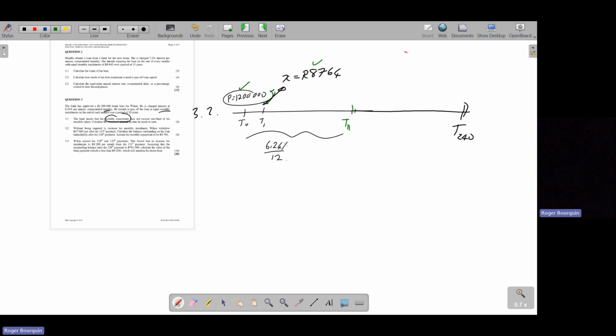So at T115, he withdraws, in other words, he borrows back from the bank a further 17,000 rand immediately after that payment. So he pays back that 8,764 and then borrows 17,000 rand at that point. And they want to know, calculate the balance outstanding on his loan at T128. So balance outstanding immediately after this payment of 8,764.